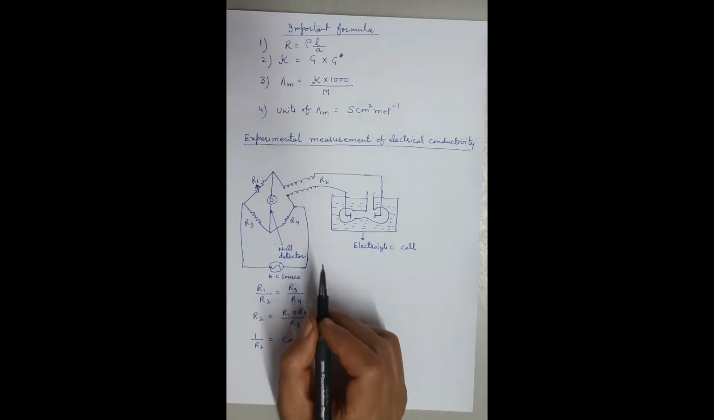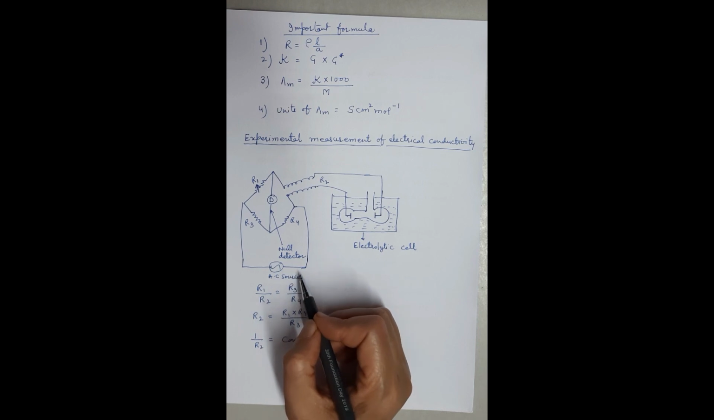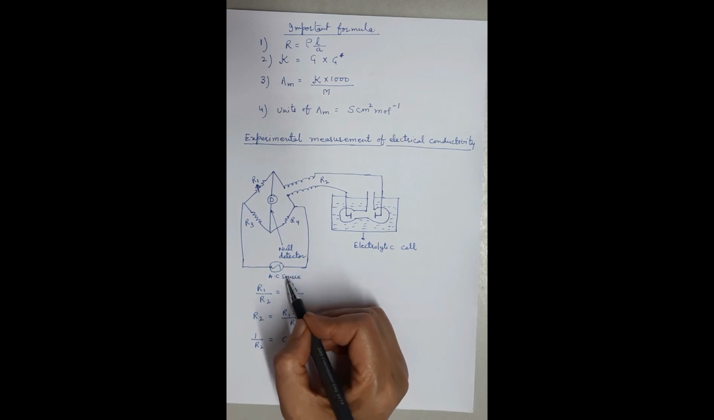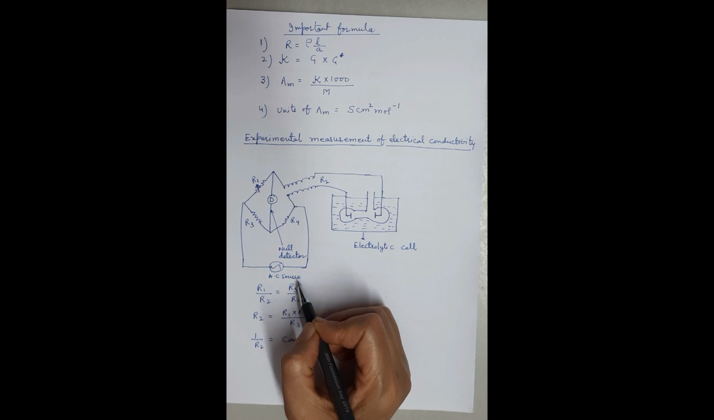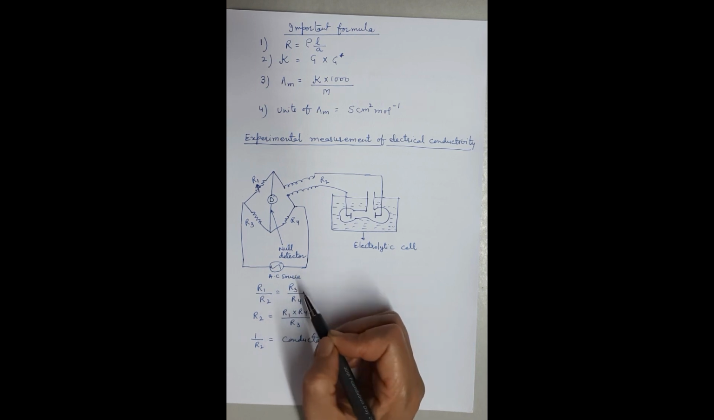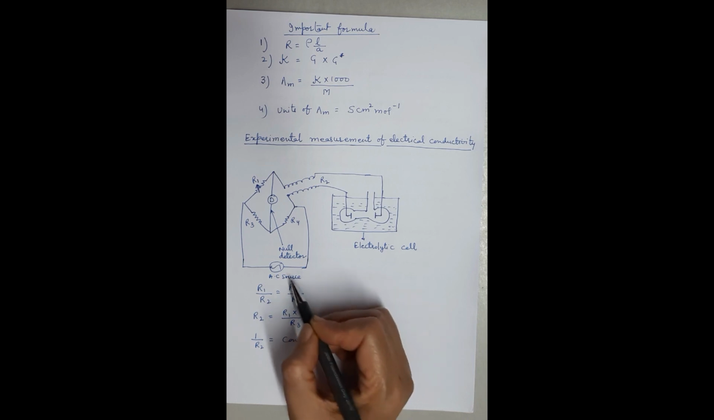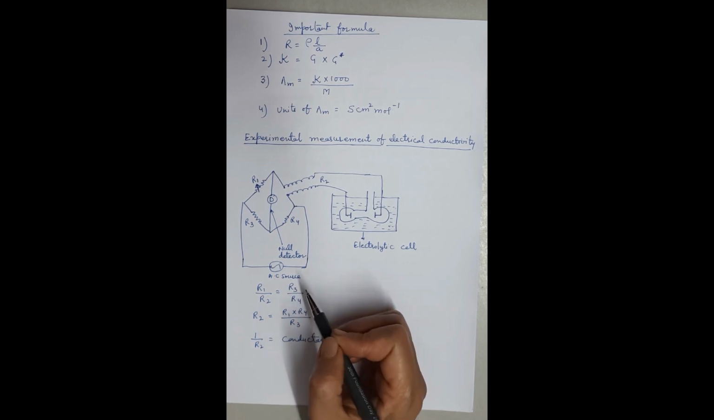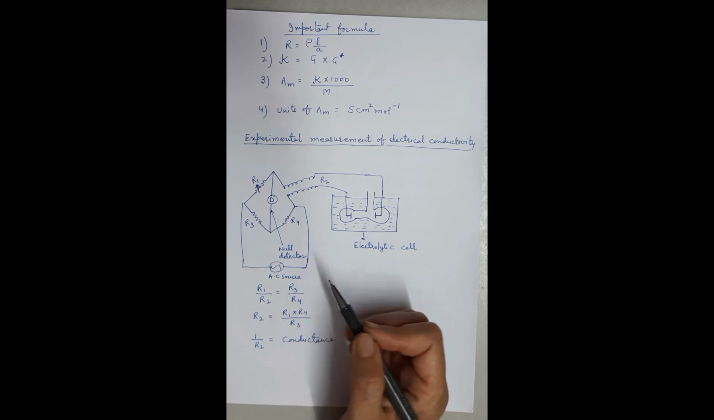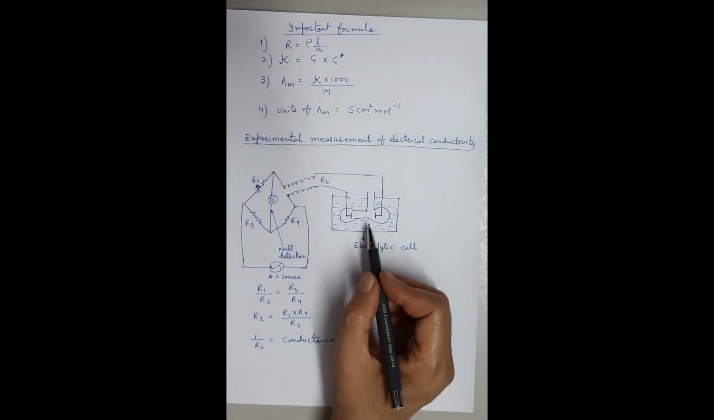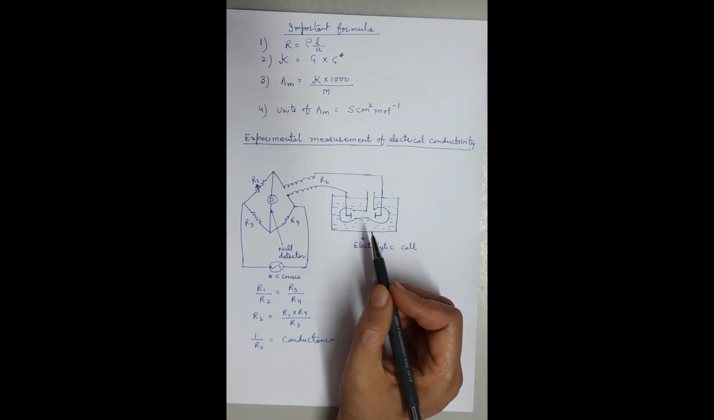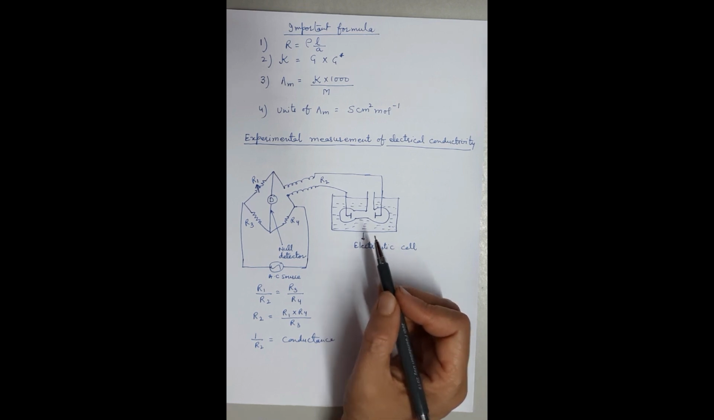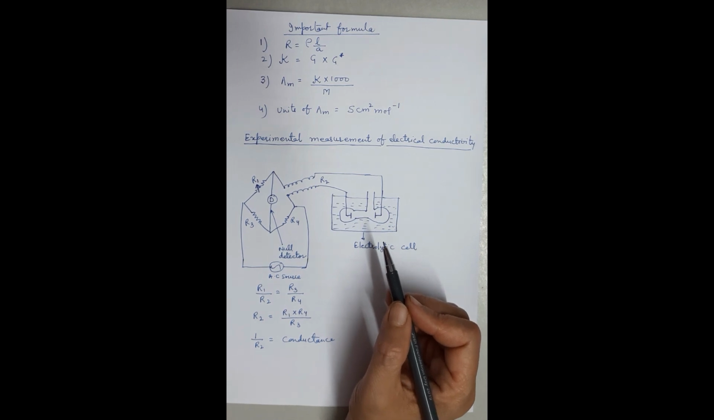One of the HOTS questions can be asked here, that why do we supply AC source, why not DC source? So it may be noted here that direct current is not used here because it causes electrolysis, which will change the concentration of the electrolytic solution, and some polarization effects will come into this.